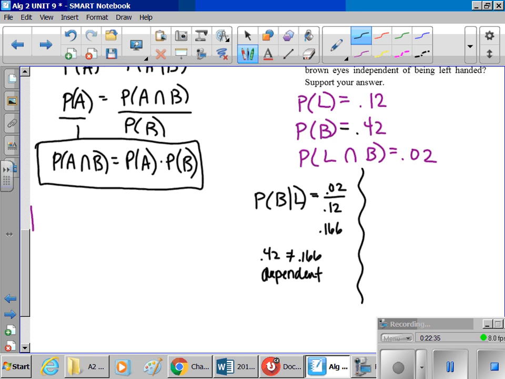The new way is going to be to see if 0.02 is equal to 0.12 times 0.42. And if you work it out, you get 0.02 is not equal to 0.0504. So because they're not equal, they're also dependent. So, two different ways there.